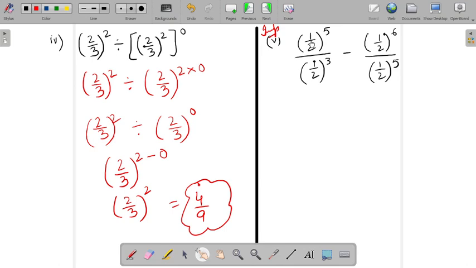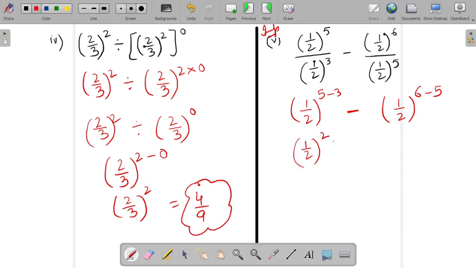So bases are same and the powers are different. So what will you do? First power minus second power. So we will solve the first part: 5 minus 3. Now put the minus sign here. Similarly, you can solve the second one: 1 by 2, bases are same. Subtract the power since it is in the division form. So it will become 1 by 2 power 2 minus 1 by 2 power 1.